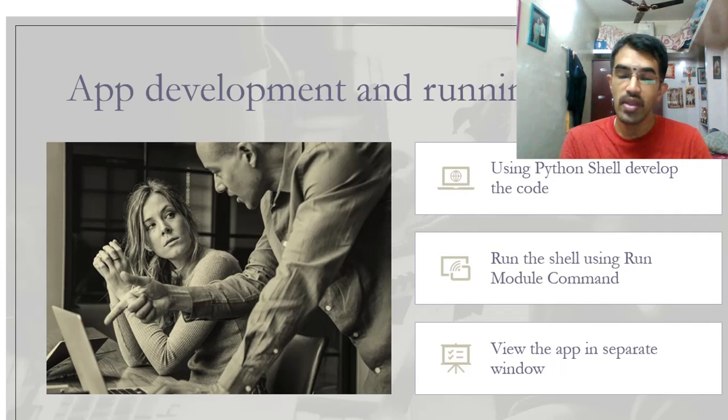For developing an app, these are the procedures that need to be followed. Using the Python shell, we have to develop the code. Then run the code using the run module command from the Python shell. The app opens in a separate window. So these are the three little procedures that need to be followed for developing an app. Now let's move on to how to develop an app using Kivy in Python.